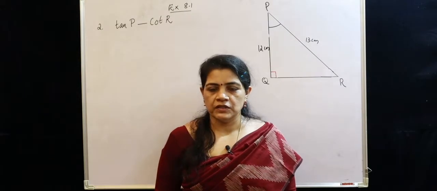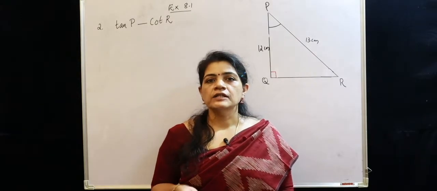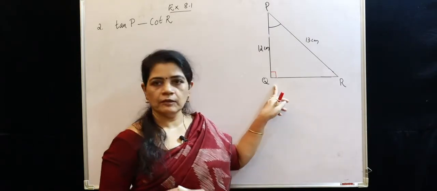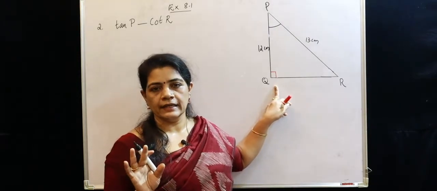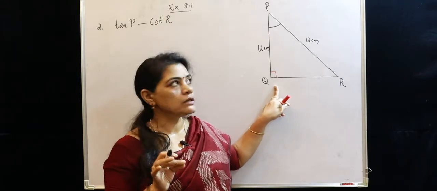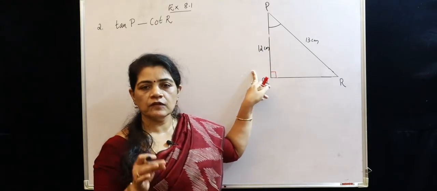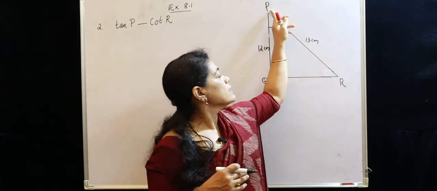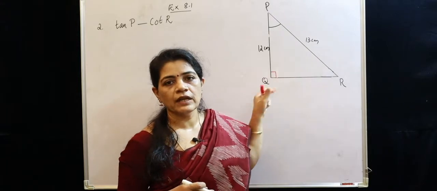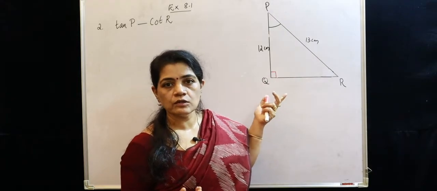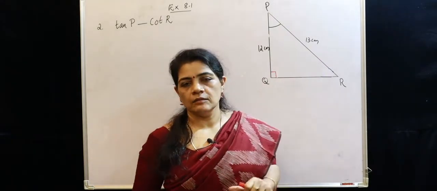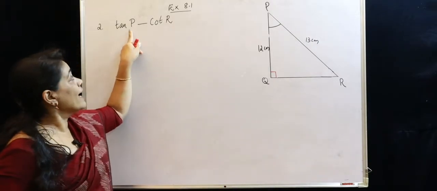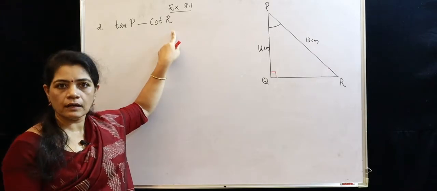In the second question, we are given a right triangle PQR, right angled at Q. That means angle Q is equal to 90 degree. Also the side PQ is 12 centimeter, and the hypotenuse, the side opposite to 90 degree, is also given, that is 13 centimeter. And what is asked? We have to find out tan P minus cot R.